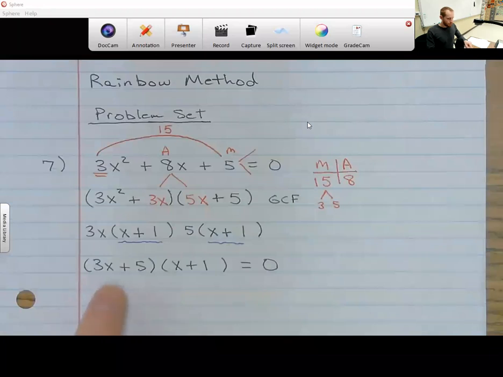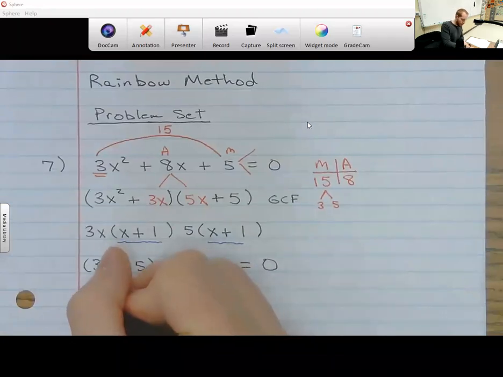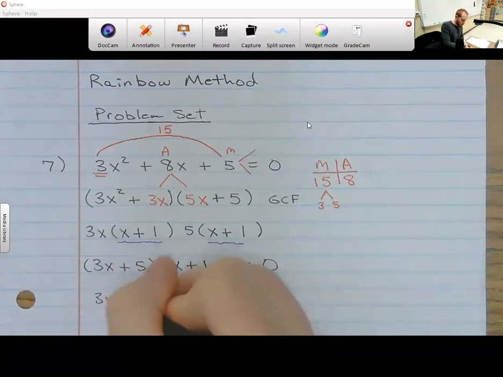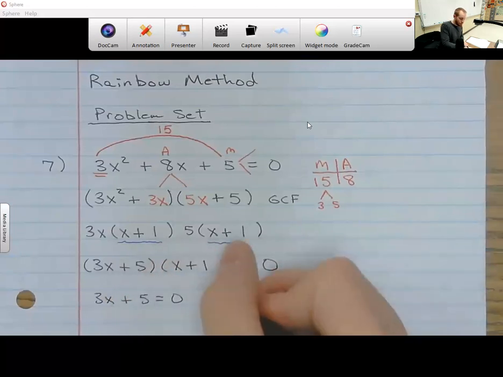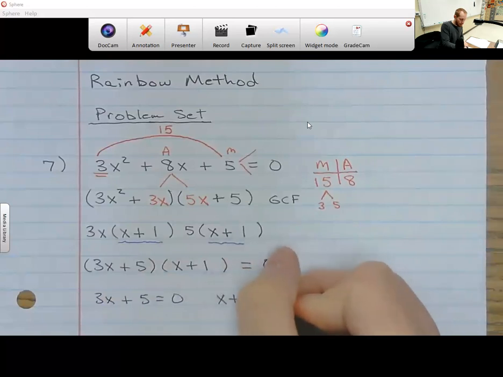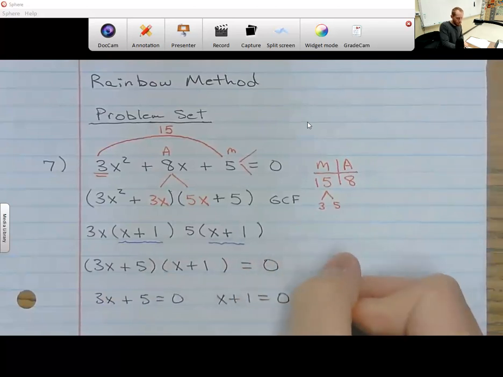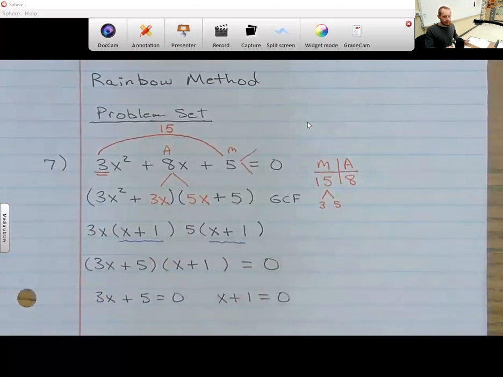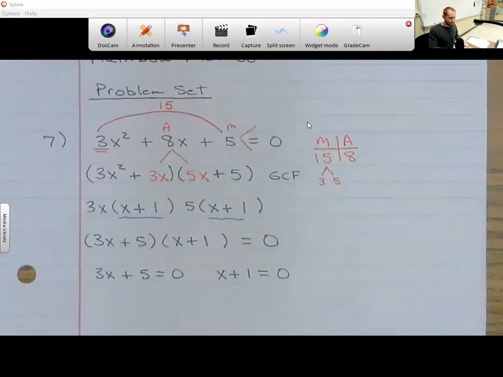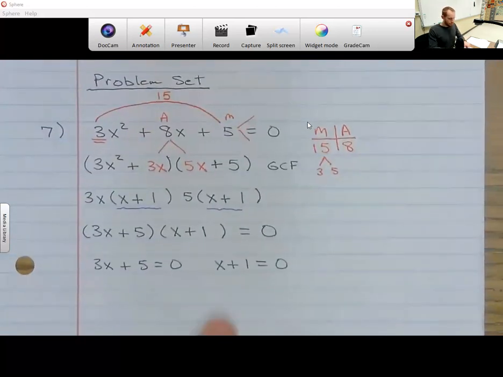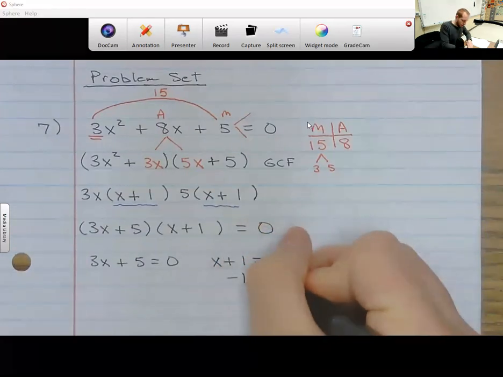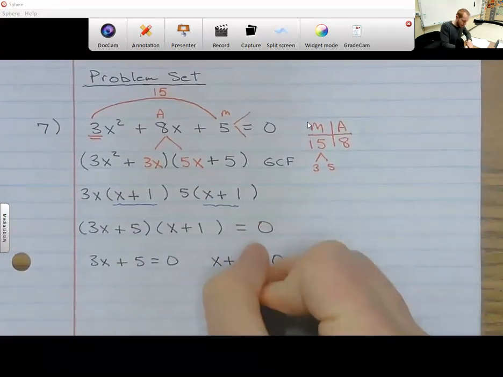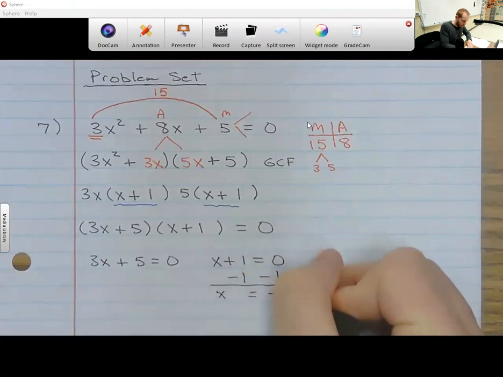I'm going to set this parentheses equal to 0. I get 3x plus 5 equals 0. And then over here, I'm going to set this one equal to 0 as well. I get x plus 1 equals 0. So now I'm ready to solve them both. Let's do this one first since it's the easiest. Subtract 1 from both sides. You get x equals -1.